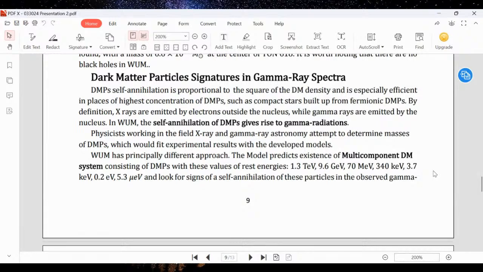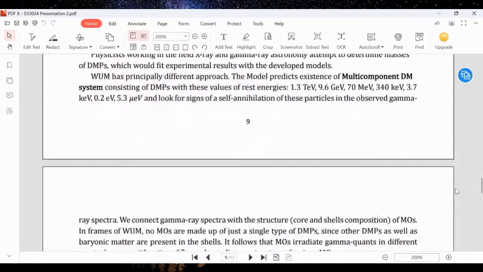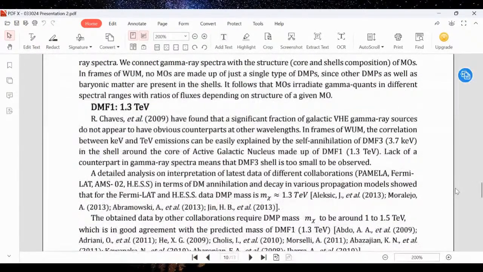Physicists working in the field of X-ray and gamma-ray astronomy attempt to determine masses of dark matter particles which would fit experimental results with the developed models. WOMB has a principally different approach. The model predicts existence of a multi-component dark matter system consisting of dark matter particles with these values of rest energies, and we look for signs of self-annihilation of these particles in the observed gamma-ray spectra.